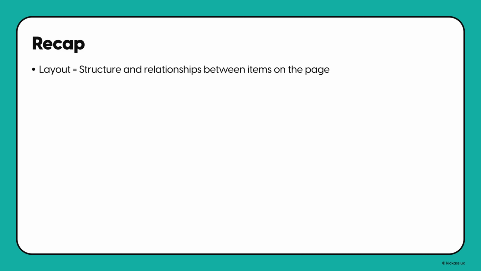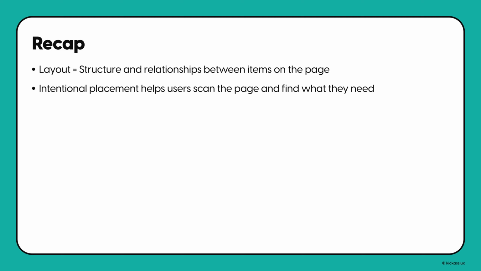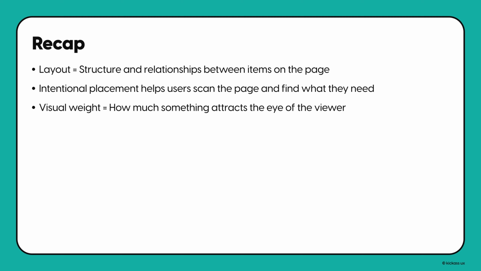Okay, we made it to the end. To recap, layout is the structure and relationships between items on a page. Intentional placement of content helps users easily scan the page and find what they need. Visual weight is a measure of how much anything on the page attracts the eye of your viewer. And finally, we covered the very strange creature, TRAPBAW. Contrast, hierarchy, repetition, alignment, balance, proximity, and whitespace. The secret to great design is in the way visual elements are arranged in relation to one another. And that's what layout design is all about.